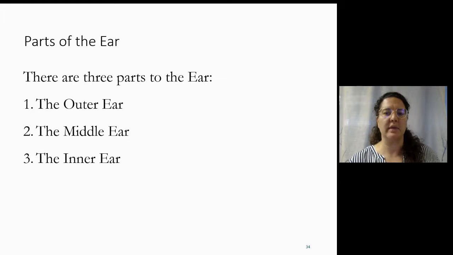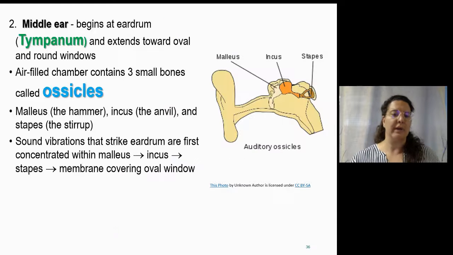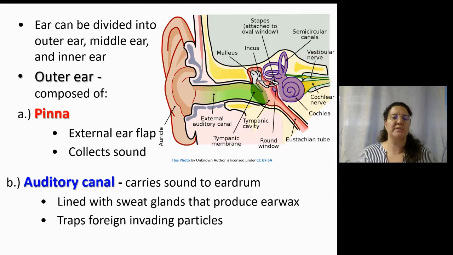So, when we're looking at the ear, there's three general parts of the ear: the outer ear, the middle ear, and the inner ear. The outer ear can be composed of the pinna, which is the outer external flap. It does a good job of collecting sound and bringing it into the auditory canal. Now, the auditory canal is the other part of the outer ear. It carries sound to the eardrum, also known as the tympanic membrane. It's lined with sweat glands that produce earwax, and that earwax's job is to trap foreign invading particles so we don't get things into our ear that could cause infections.